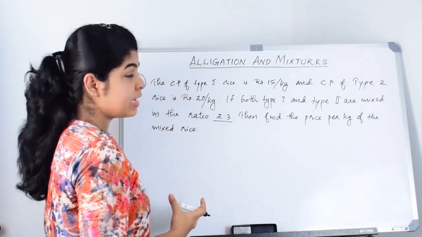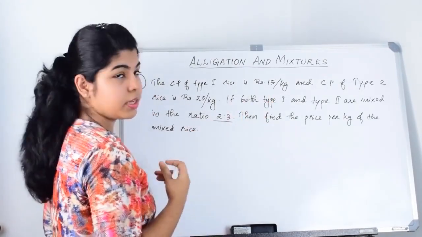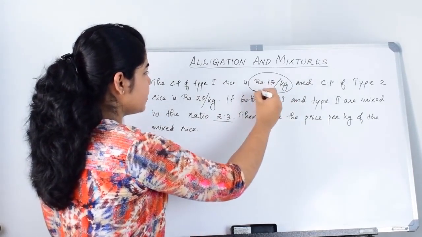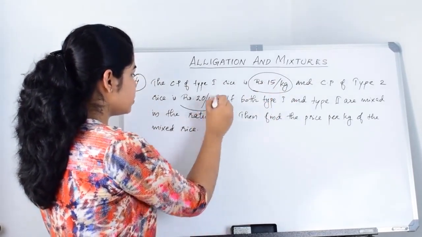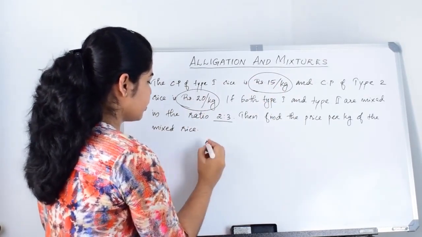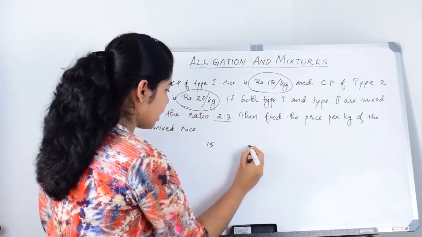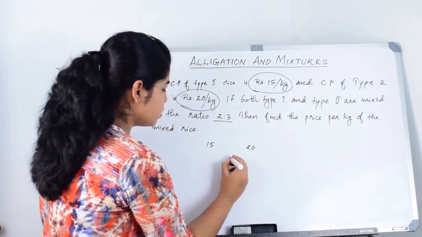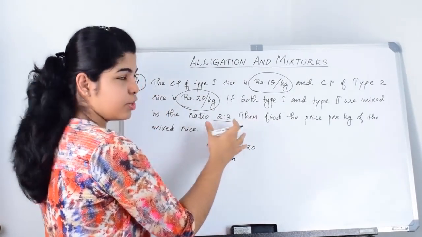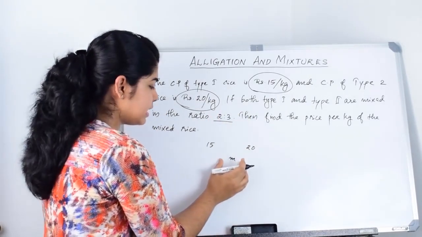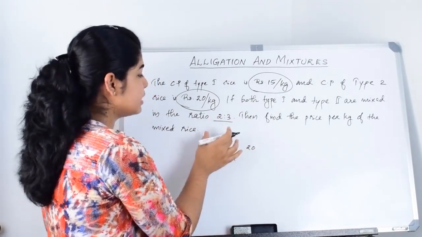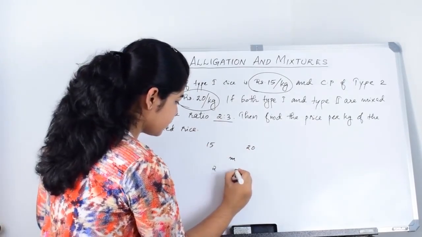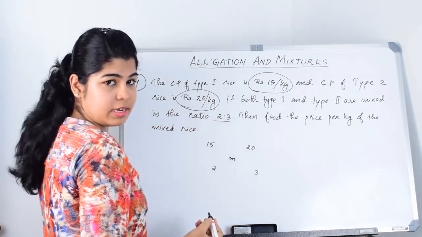First, let us write the given information from the question. It is given the cheaper price as 15 per kg and the dearer price as 20 per kg. So you can write 15 here and 20 here. And you need to find the mean price, right? It is not given here, you need to find it. So I am writing it here as m. Then the ratio is given, so you can write it here, 2 is to 3.